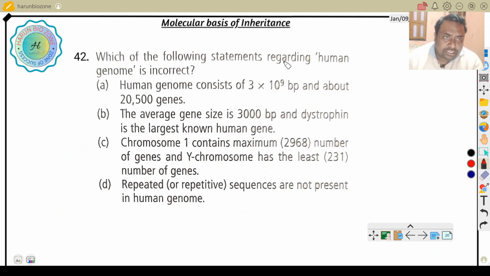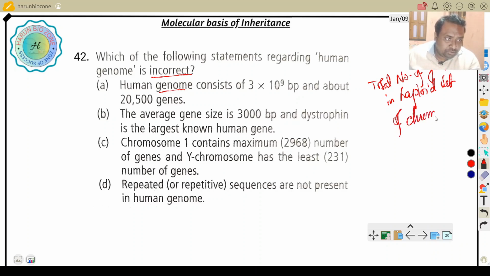Next, which of the following statements regarding the human genome project is incorrect? During the human genome project, what is a genome? Genome is the total number of genes in a haploid set of chromosomes. The human genome consists of 3 x 10^9 base pairs and about 20,500 genes. The total number of base pairs in the human genome is nearly 6.4 x 10^9 base pairs; in case of a haploid set, 3 x 10^9.